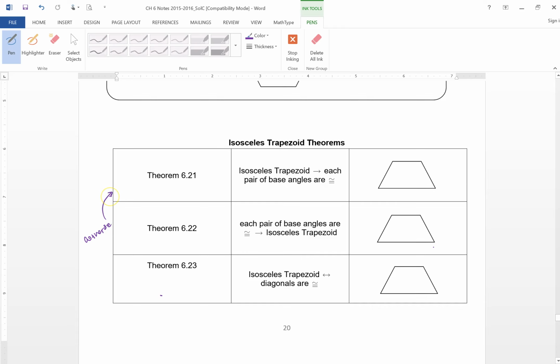Okay? Here's another one that's important. It says, in an isosceles trapezoid, the diagonals are congruent. In an isosceles trapezoid, the diagonals are congruent. And that does not make it a rectangle, because the theorem for the rectangle says, in a parallelogram, if the diagonals are congruent, then it's a rectangle. So for that, it first has to be a parallelogram.